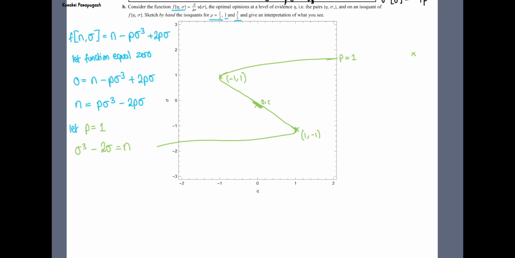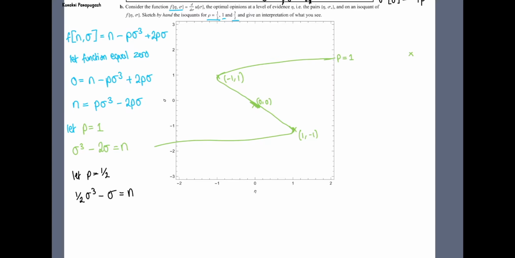If I make sure to write the coordinates, we get 1, minus 1, minus 1, 1, and then 0, 0. If I now let rho be equal to a half, we get a half sigma cubed minus sigma is equal to eta. So when we let sigma be equal to 1, we get minus a half. So that would be somewhere over here. So minus a half, 1. If I let sigma be equal to minus 1, we get positive a half. So positive half, minus 1. So that would be over here.